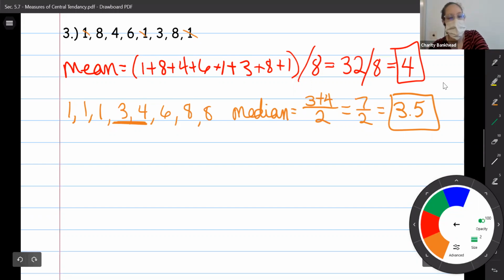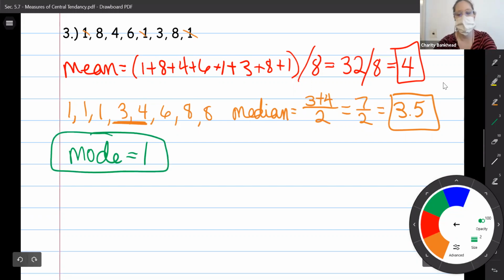And what is the mode in this case? 1, not 8, because there's more 1s than 8s. So the mode isn't necessarily every number that's repeated. Since there's more 1s than there are 8s, just 1 is the mode.